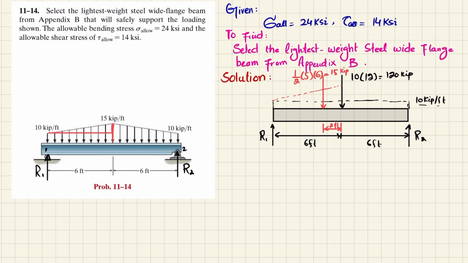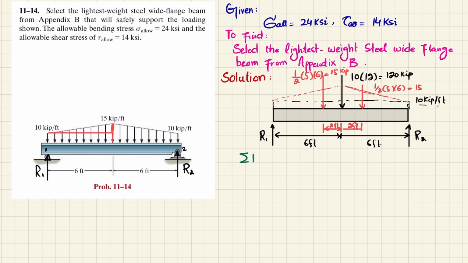Same is the case for the uniformly decreasing load of the same magnitude. When converted into a point load, it equals 1/2 times 5 times 6, which is 15 kips, acting at a distance of 2 feet from the denser side. Now we will apply equilibrium conditions in order to find R1 and R2.